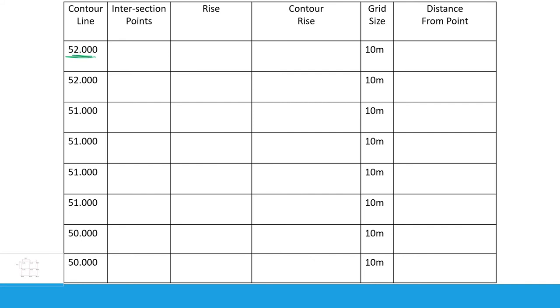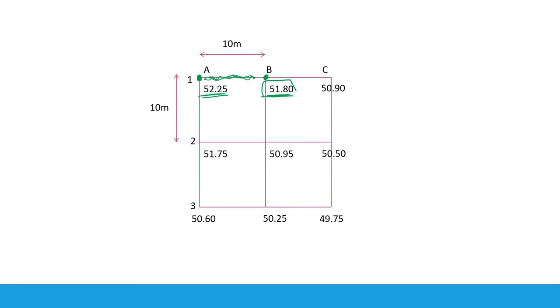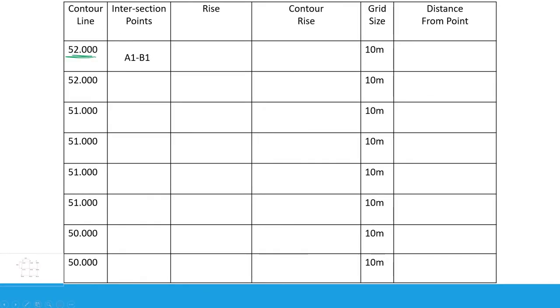So here I will write down between A1 and B1, okay, I have 52. So the rise now, the difference between these two numbers here, so 52.25 minus 51.8, this is the rise. Let's write it down here. So 52.25 minus 51.8, this is the rise. Now contour rise, as I mentioned, is the difference between the higher node and the contour line that we would like to draw, in this case 52. So the higher node, which is 52.25, this is the higher one, minus 52, and this is the difference between them, 0.25. The grid size is 10 meters, this is easy.